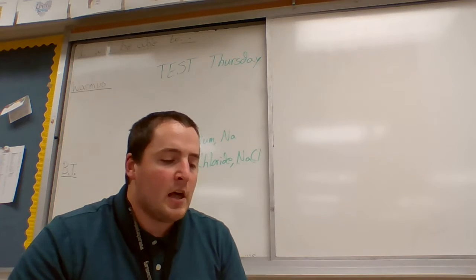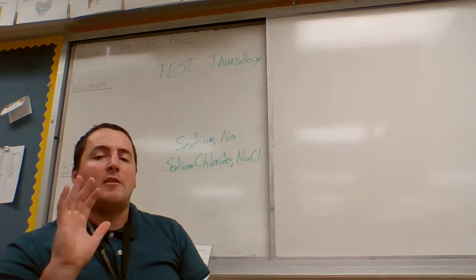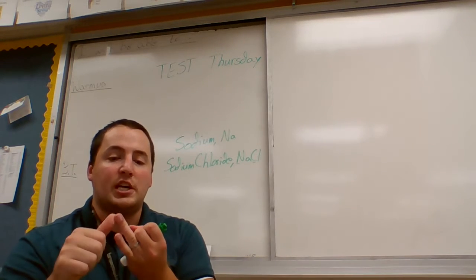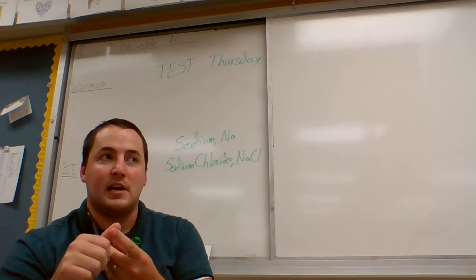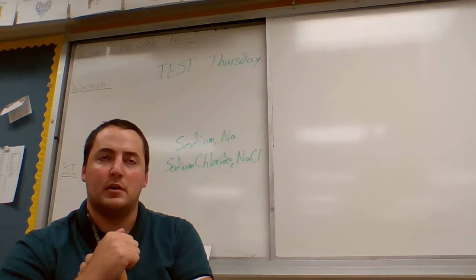The next thing that I want to talk about is the indicators. So we talked about 5 indicators of a chemical change: change in color, change in odor, change in temperature, formation of a precipitate, and what was the 5th one?